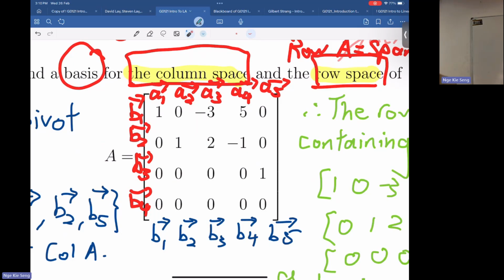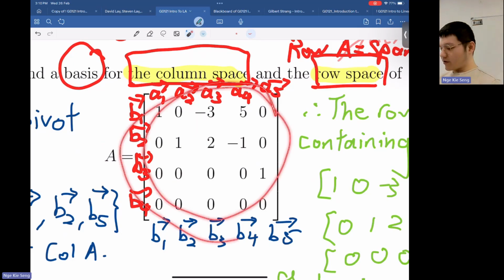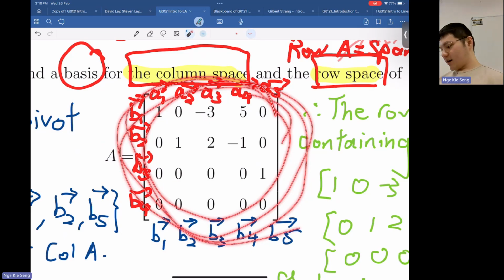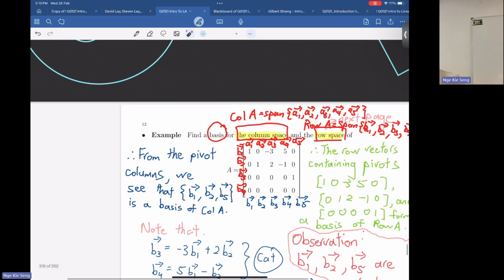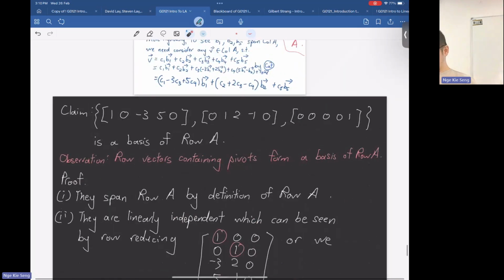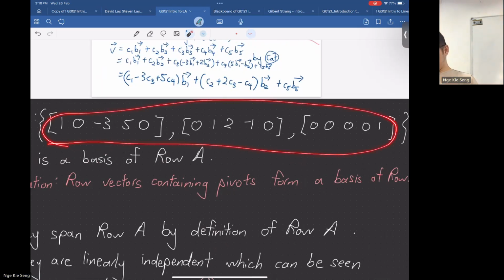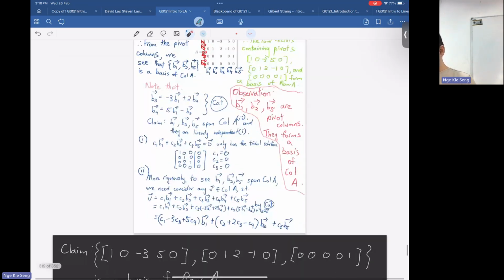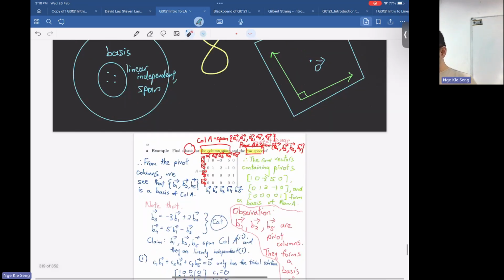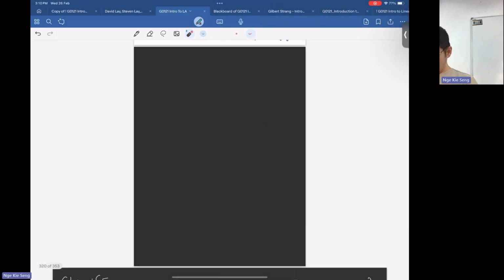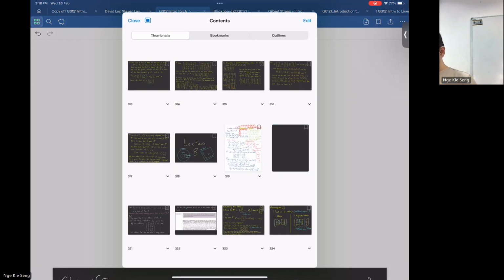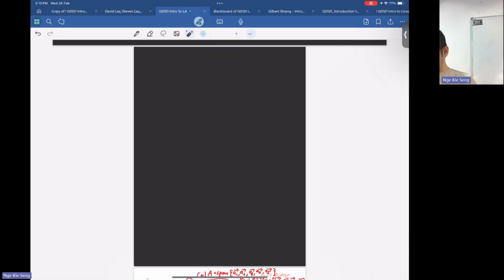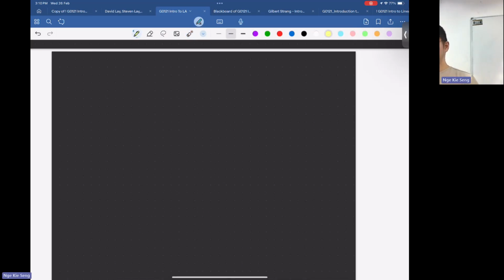So, maybe this one is quite trivial. This is already REF form. Maybe we do one example then. This is not a very good annotation. I'll change it. Okay, let's do one quick example first. Let's not use the REF form. Let's say we do a very simple one.